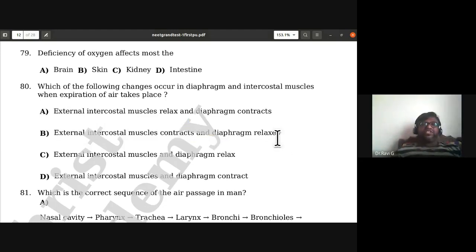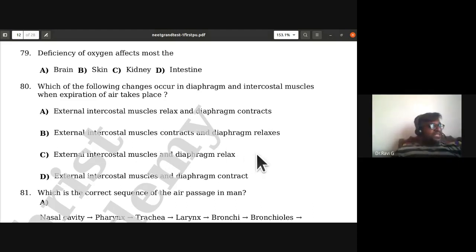I thought it was inspiration. Anyway, external and internal intercostal muscles, both of them are going to relax. C is the answer here, but they have given it as B. That is wrong. External intercostal muscles and diaphragm relax. So C should be the answer, not B. Okay, the answer key is wrong. So just make a note, it is a typographical error. C is the answer. External intercostal muscles and diaphragm relax.